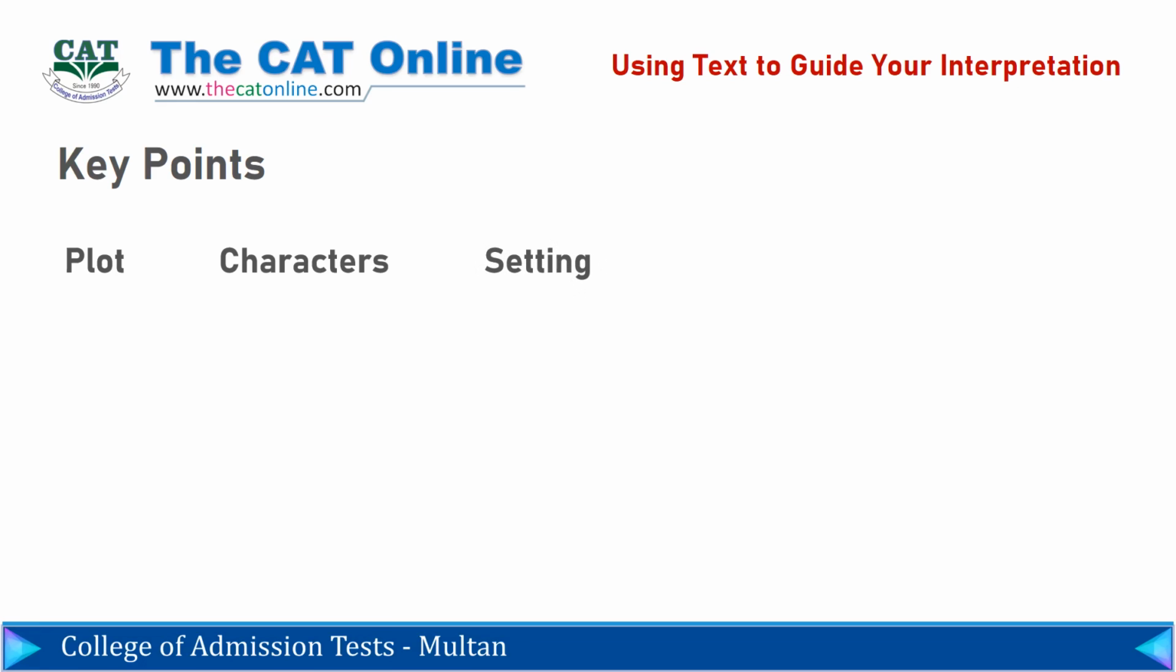Setting, where the story takes place. Where does the story take place? What historical era or location? What important details does the author share about the setting? What mood is introduced through the setting?